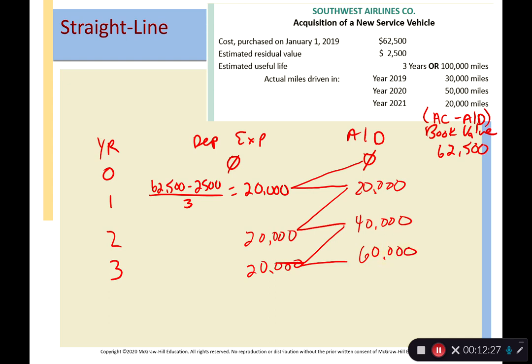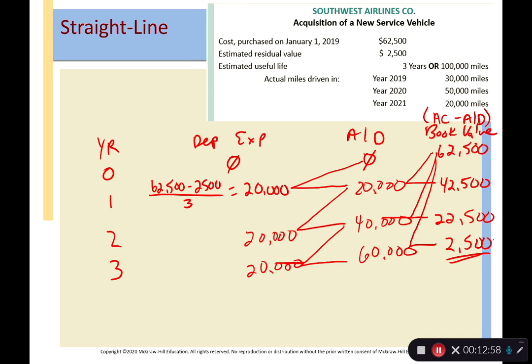And then the book value is reduced each year. So it's $62,500 minus 20, which is $42,500. Then $62,500 minus 40, which gives me $22,500. And then $62,500 minus 60, which gives me $2,500. That number is important because that's the residual value, and that's exactly where our asset's book value should always end up, no matter the method we use.